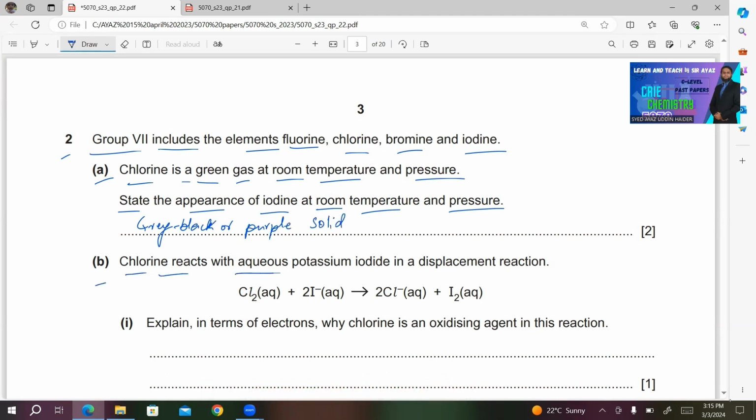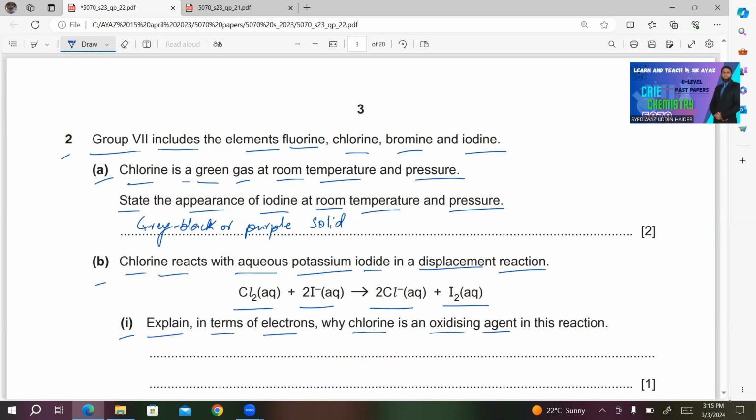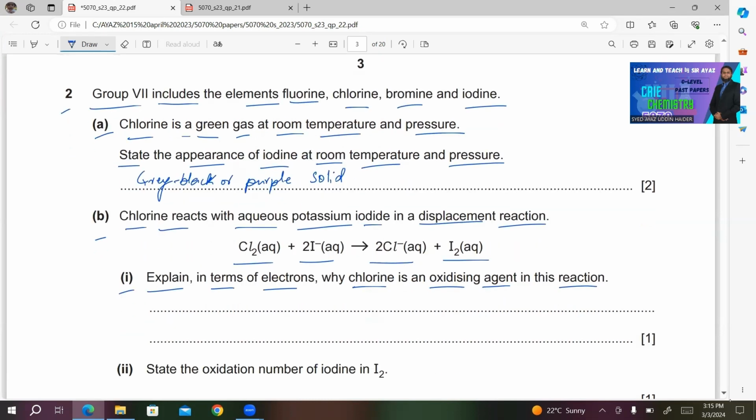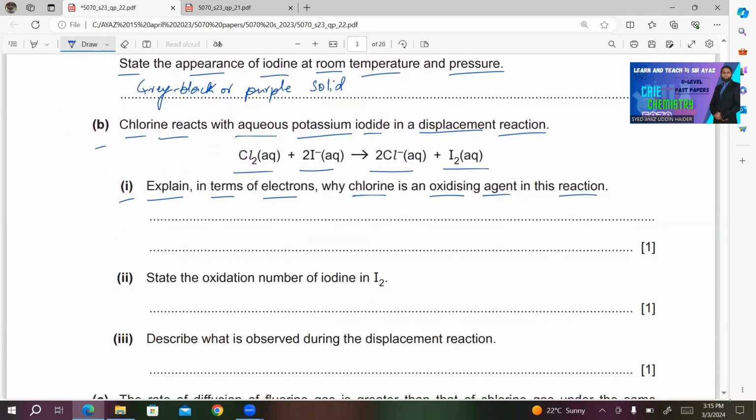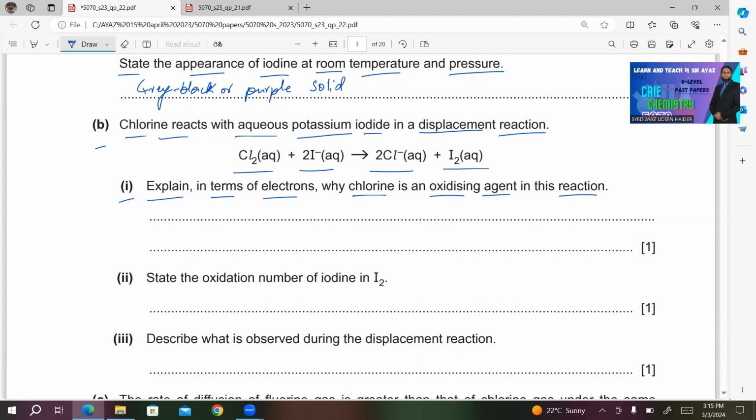B. Chlorine reacts with aqueous potassium iodide in a displacement reaction. Here's the reaction: Cl2 aqueous plus 2I minus aqueous gives 2Cl minus aqueous plus I2 aqueous. Number 1. Explain in terms of electrons why chlorine is an oxidizing agent in this reaction. Now, what is an oxidizing agent? An oxidizing agent is the one which oxidizes the other reactant in this reaction and reduces itself.